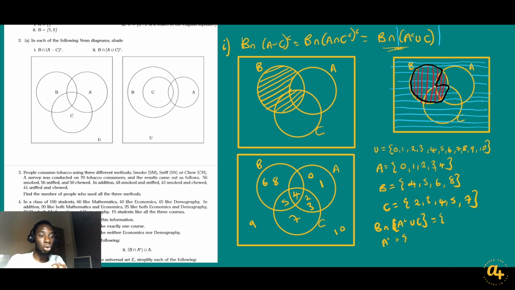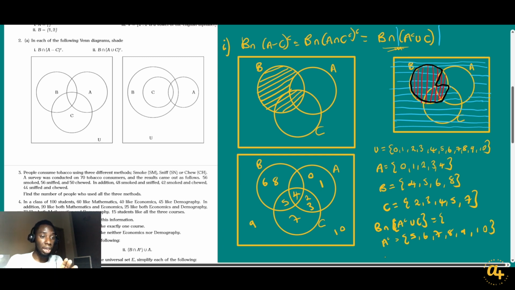So A complement is just all the elements that are not in the set A. And set A has 0, 1, 2, 3, 4, which means that A complement is going to be 5, 6, 7, 8, 9, 10. So let's write that down. 5, 6, 7, 8, 9, and 10. So this is our A complement.